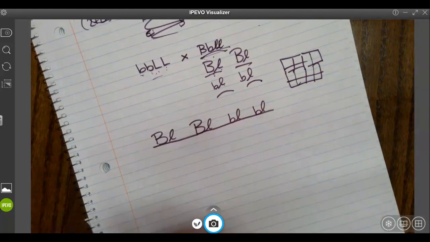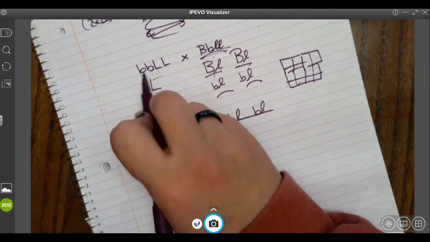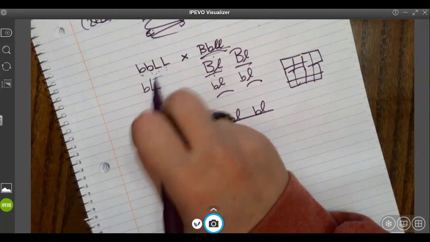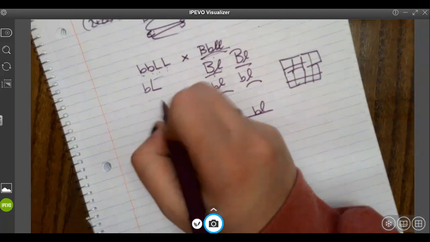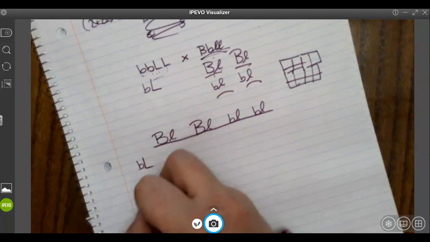And then this one's easy because they're all going to end up being that. So first is this, inside is this, outside is this, last is this. Okay? So that's easy.